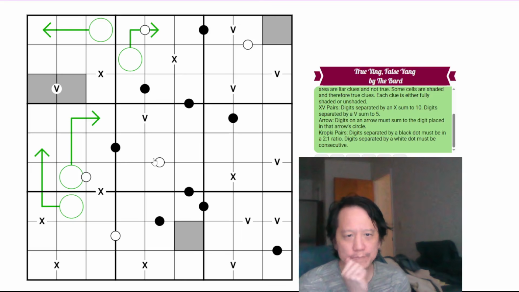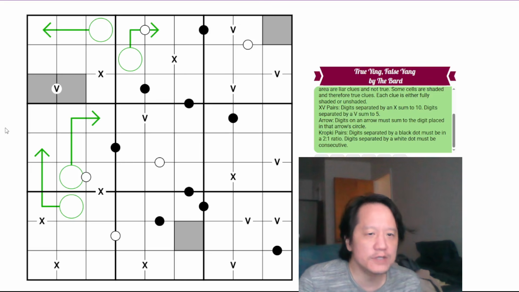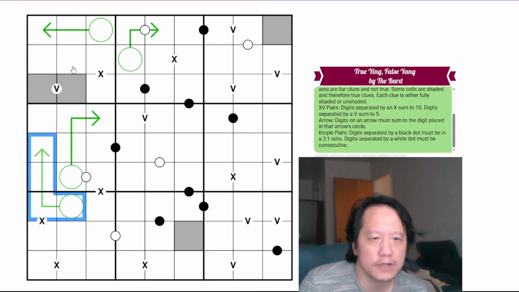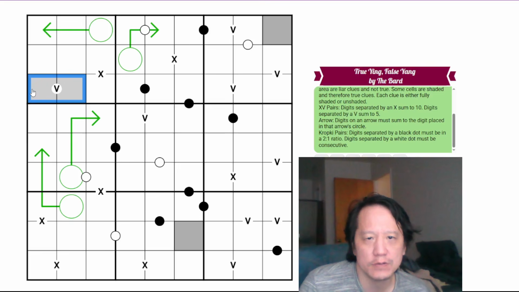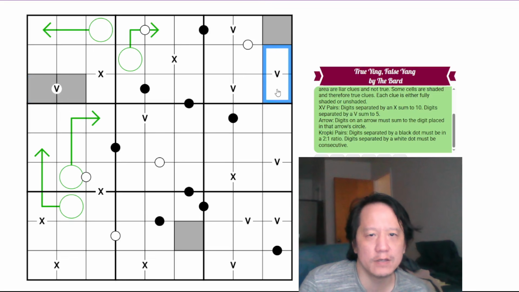Okay. So these are all the same shading. These are all the same shapes. These are definitely shaded. This is definitely shaded.